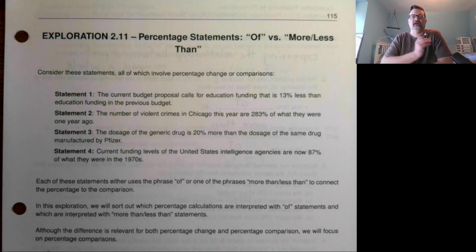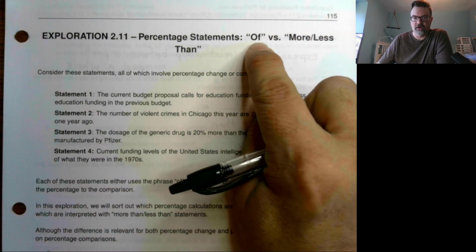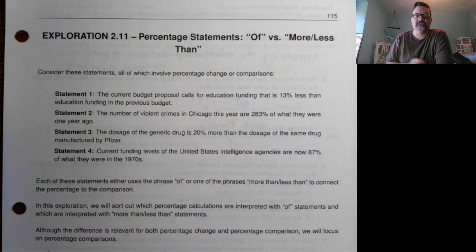2.11, our last one of chapter 2. We've seen some of these words show up already, but we just want to talk about them a little bit more. And that is the basic words of and more or less than. Percentage statements tend to have these words involved, and it's important to understand how closely related things can be and how different they are too.